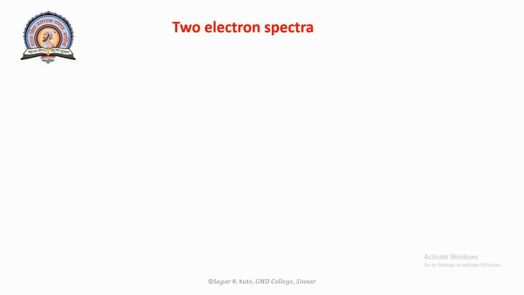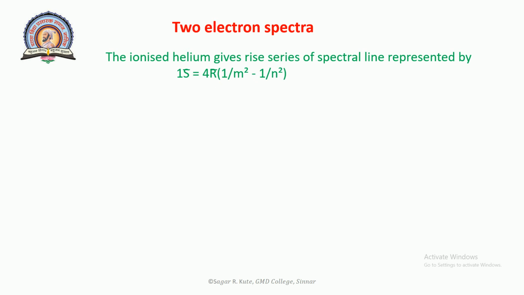Experimental work confirms that the Pickering series arises from ionized helium atoms. The ionized helium gives rise to a series of spectral lines given by 1 upon lambda is equal to 4R bracket 1 upon m square minus 1 upon n square. When the electron transition is from m is equal to 5, 6, 7 up to infinity to n is equal to 4, the group of lines is called the Pickering series.